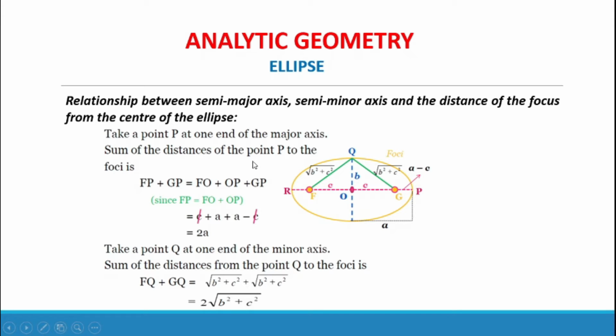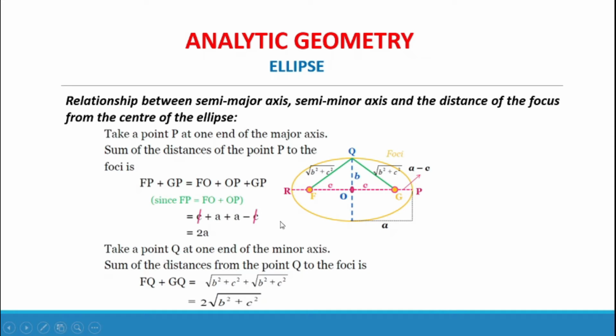The sum of the distances from the point P to the foci is FP plus GP, which is equal to FO plus OP plus GP. Since FP is equal to FO plus OP, that is c plus a, and GP is a minus c, the sum is equal to 2a, and that's the total major axis.